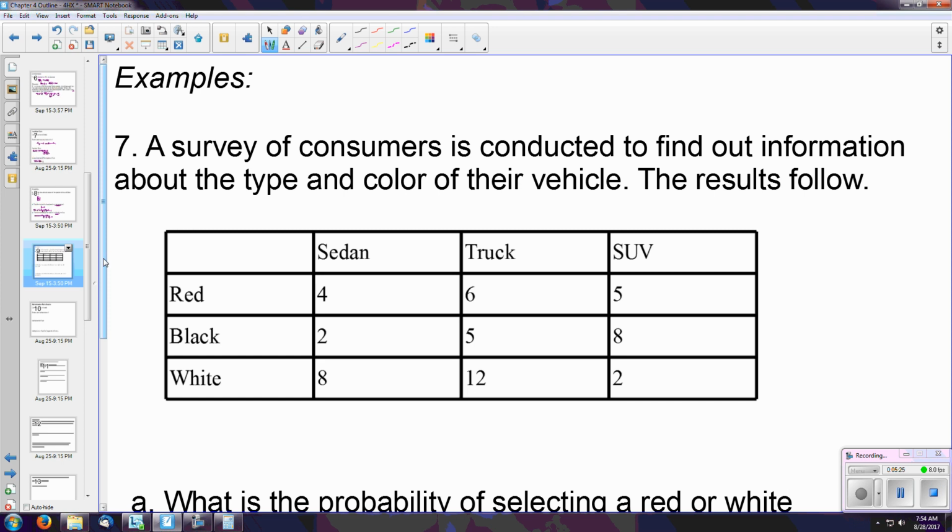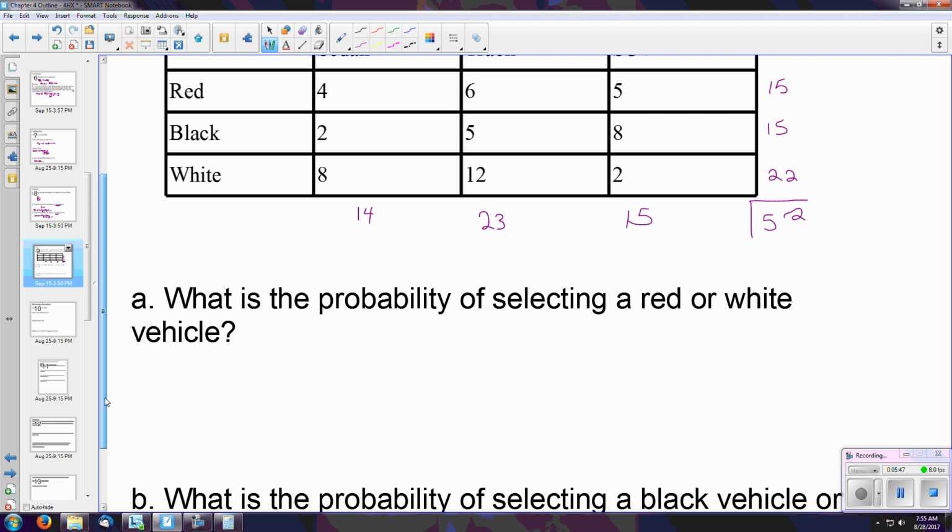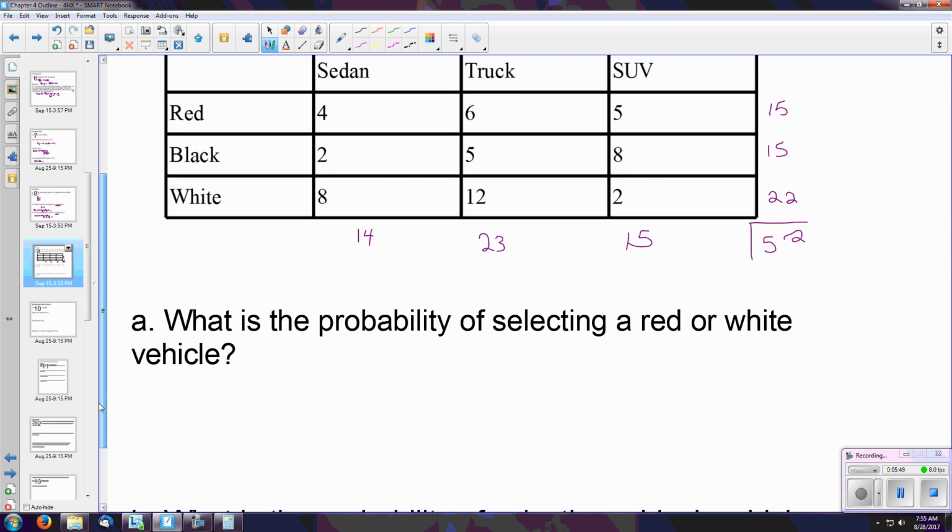Now, let's take a look at this type of table, which is called a joint probability table. Anytime you have a joint probability table, the first thing you should always do is take a moment and tally up everything you have in here. So you're going to count up your rows and also your columns. So let's take a moment and do this. Now that we have our rows and columns totaled up, let's take a look at some probability questions.